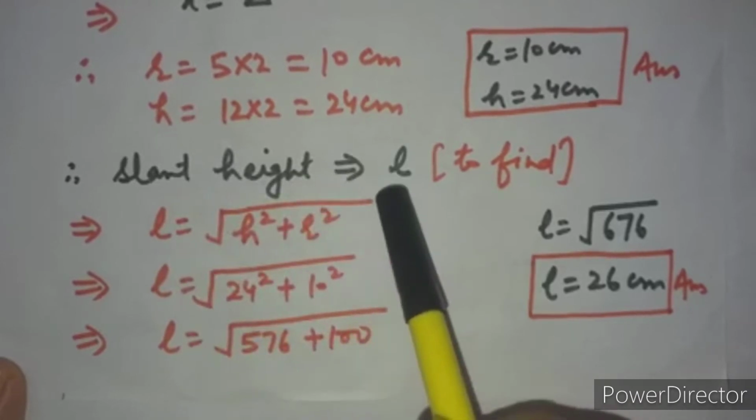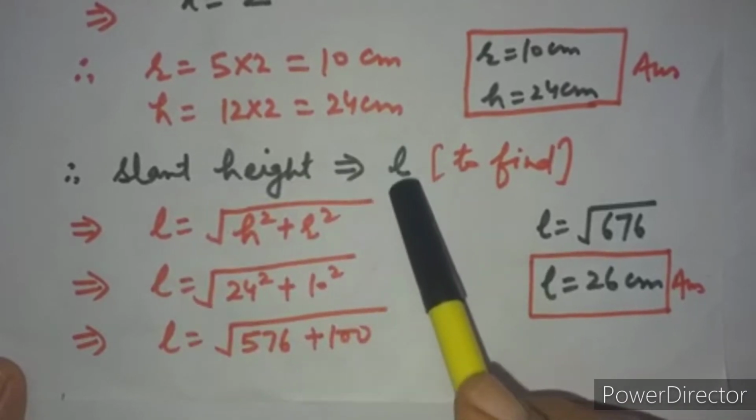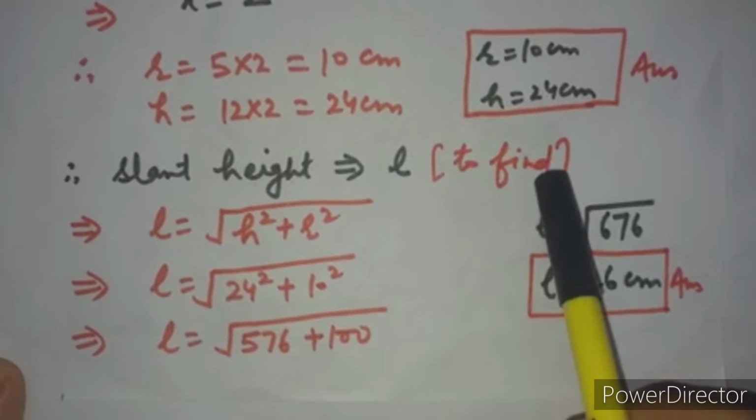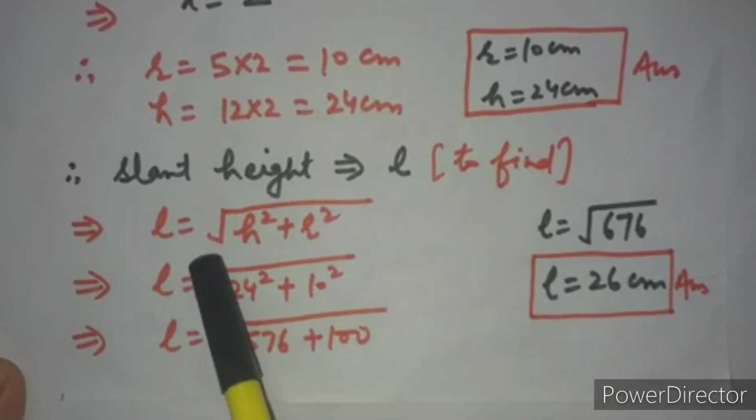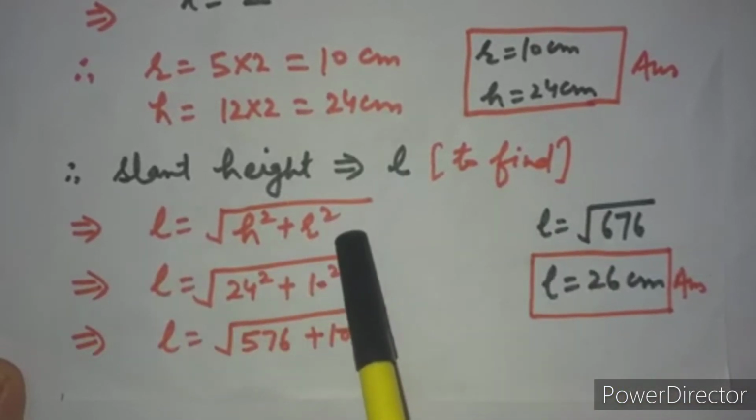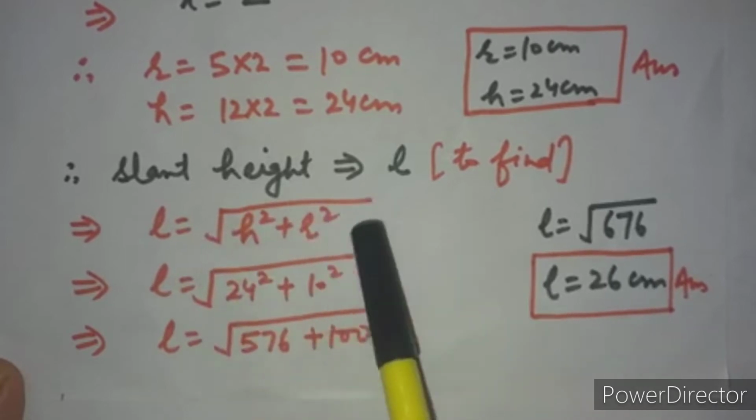Slant height, we know the formula is represented by small l. This we need to find. So we know the relationship between l, h and r: l is equal to square root of h square plus r square.